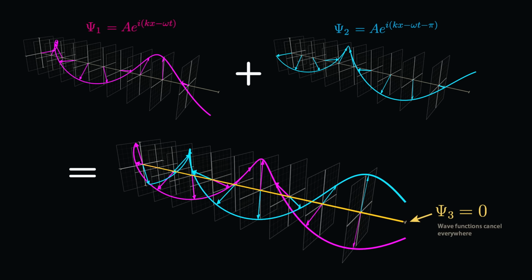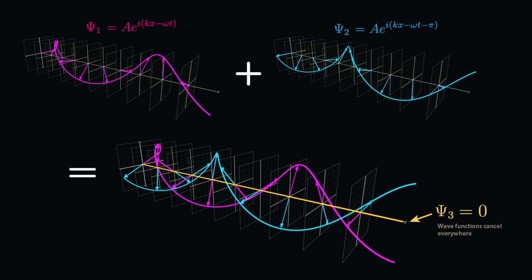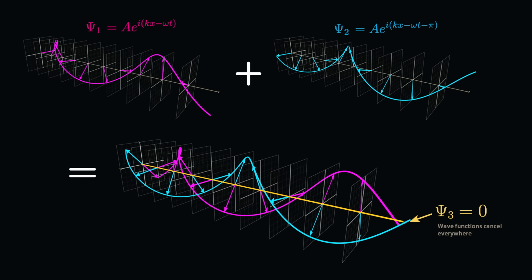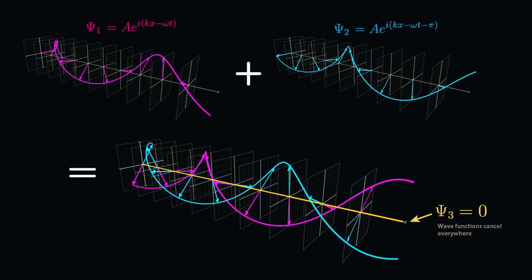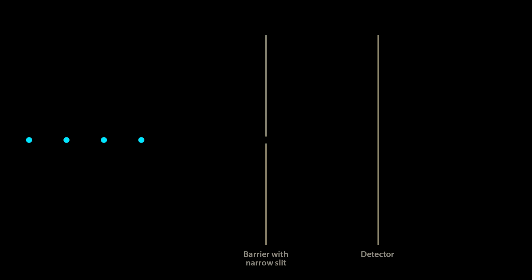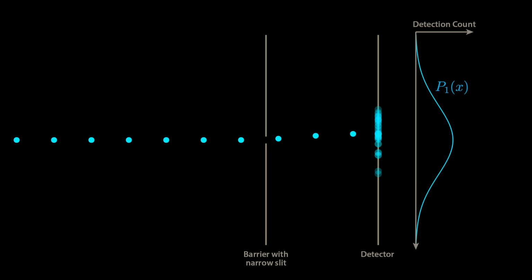The ability of wave functions to interfere like this is critical to the wave-like properties of matter we see in situations like the double-slit experiment. Firing a stream of electrons through a single narrow slit into a detector, we see a smooth distribution of detections, where the most likely place for an electron to land is directly behind the slit, with this probability dropping off smoothly as we move further away from the slit.